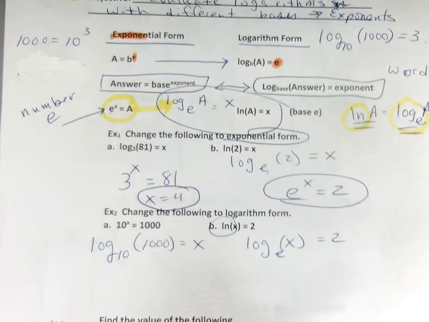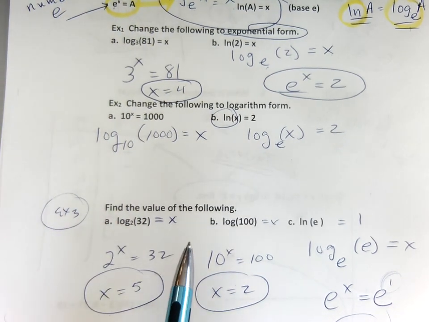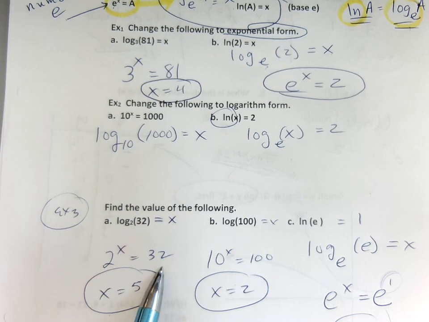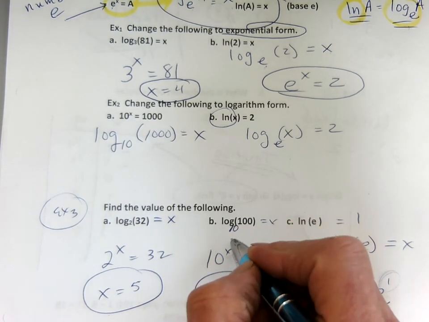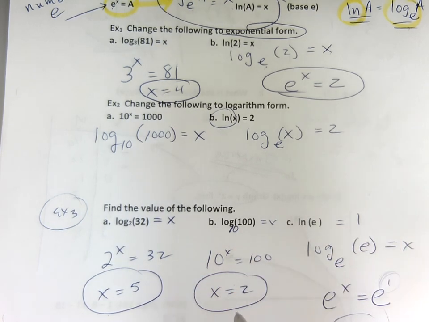Okay, then example 3a, we're going to go just the opposite. So here's my base. 2 to the x equals 32. It's rewritten in exponential form. The answer is 5 because we know 2 times 2 times 2 times 2 times 2 is 32. There's an invisible 10 here because it's common log. So if you don't see a base, it's always base 10. So it's 10 to the x equals 100, which we know, of course, x is 2.